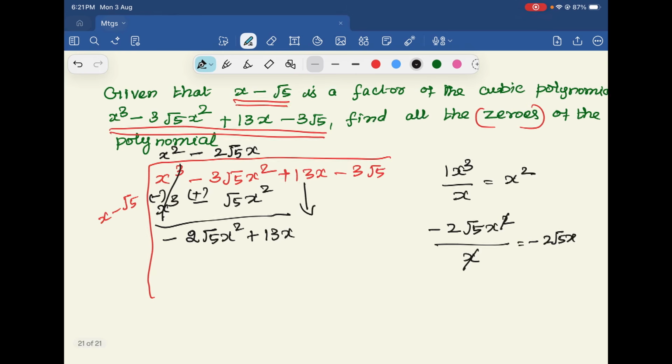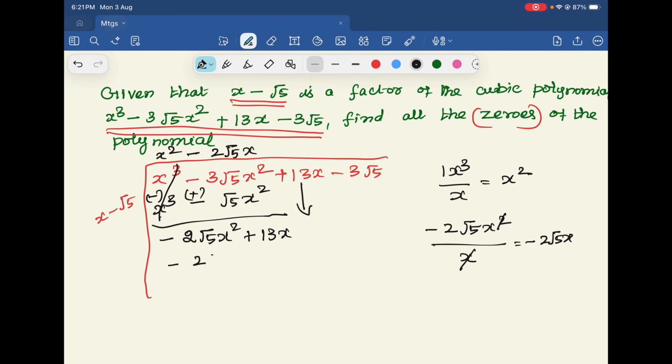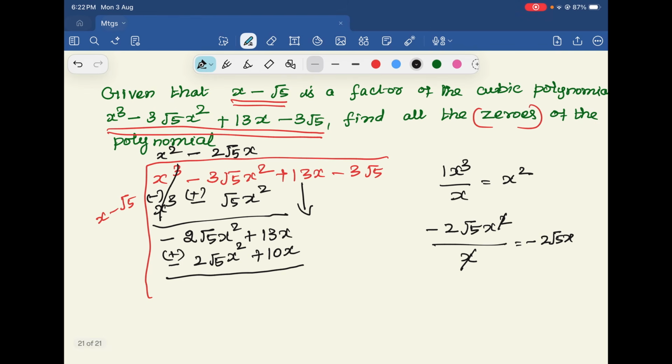So minus 2 root 5x, multiplying what you get? Minus 2 root 5x into x is minus 2 root 5 x square. Next, minus into minus is plus, then 2 root 5 into root 5 is 2 into 5, 10. Plus 10x. Next you have to change the sign. So this one gets cancelled. Here plus 13x minus 10x, therefore plus 3x. Next you have to drop down minus 3 root 5.